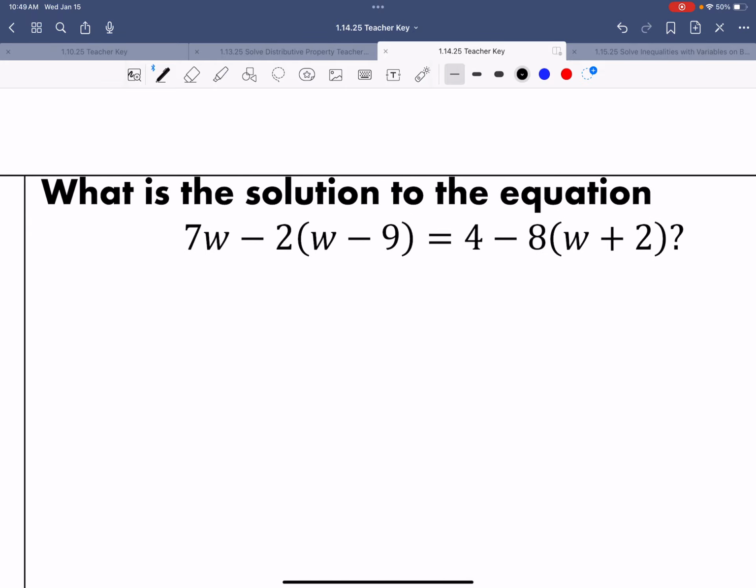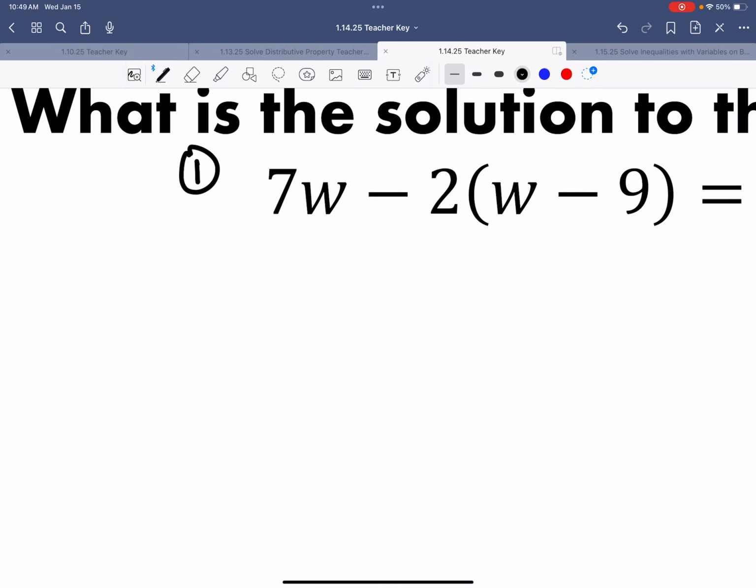So step 1 is distribute. You know you need to distribute when there's a number in front of the parentheses. So I'm going to do one set at a time. I have a number in front of the parentheses, which is -2. So I'm going to distribute that. Distribute means to multiply. This gives me -2W because there's an invisible 1 here. -2 times 1 is -2. You just drop down the W. Then you're going to do -2 times -9, which is going to give you a positive 18.